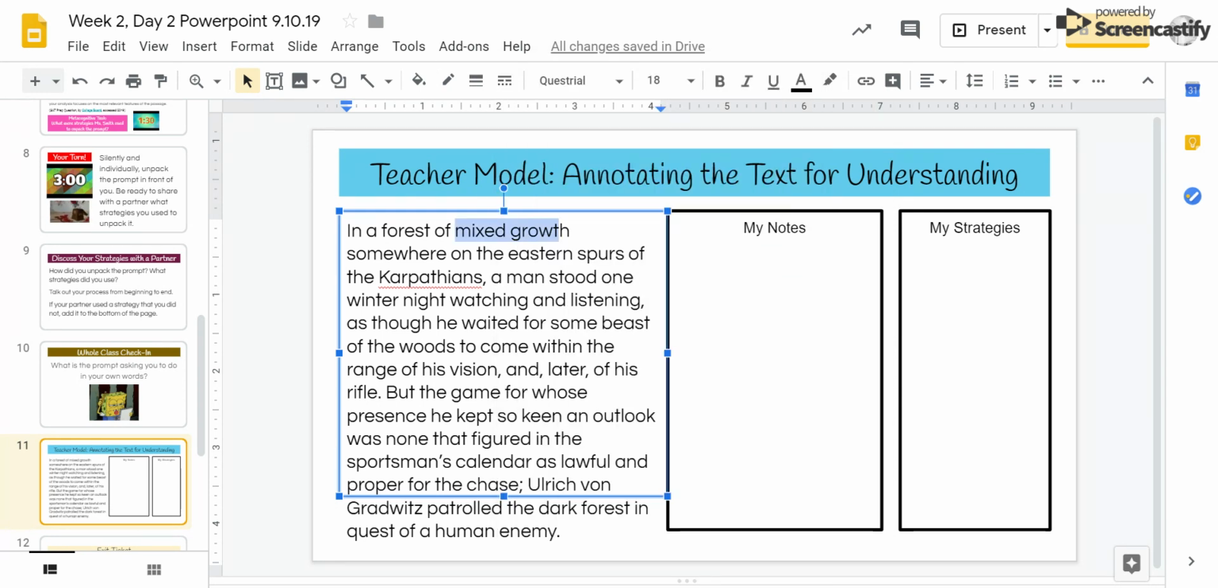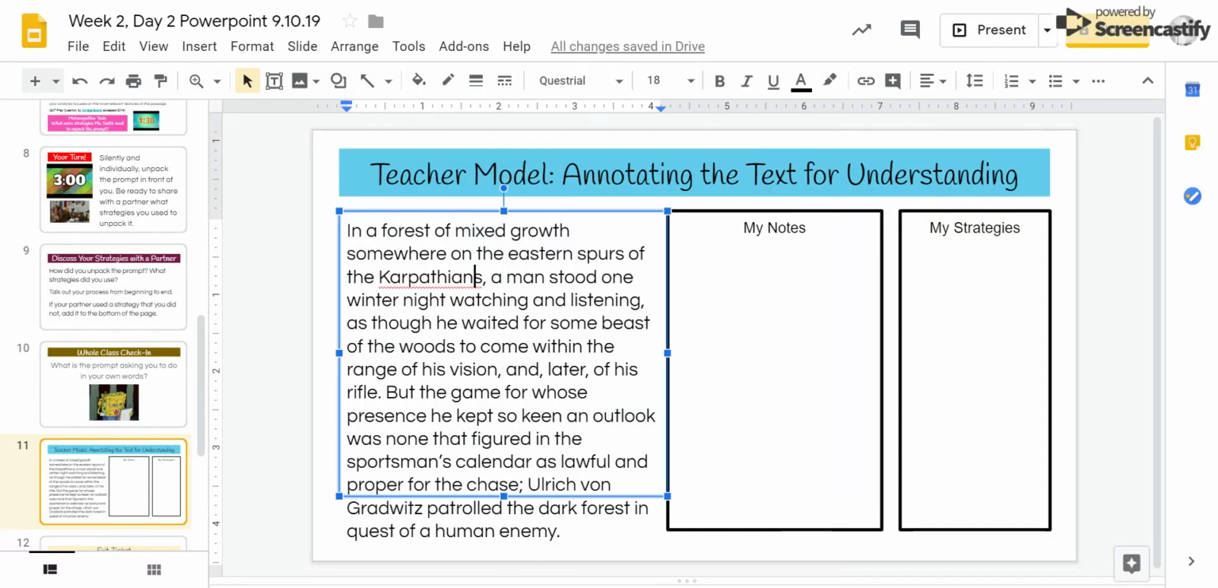See if I can highlight this for you. Mixed growth, I think, is just another word for different things growing. So in a forest where different things grow. Okay, that seems like a really minor detail that's not necessarily important right now.